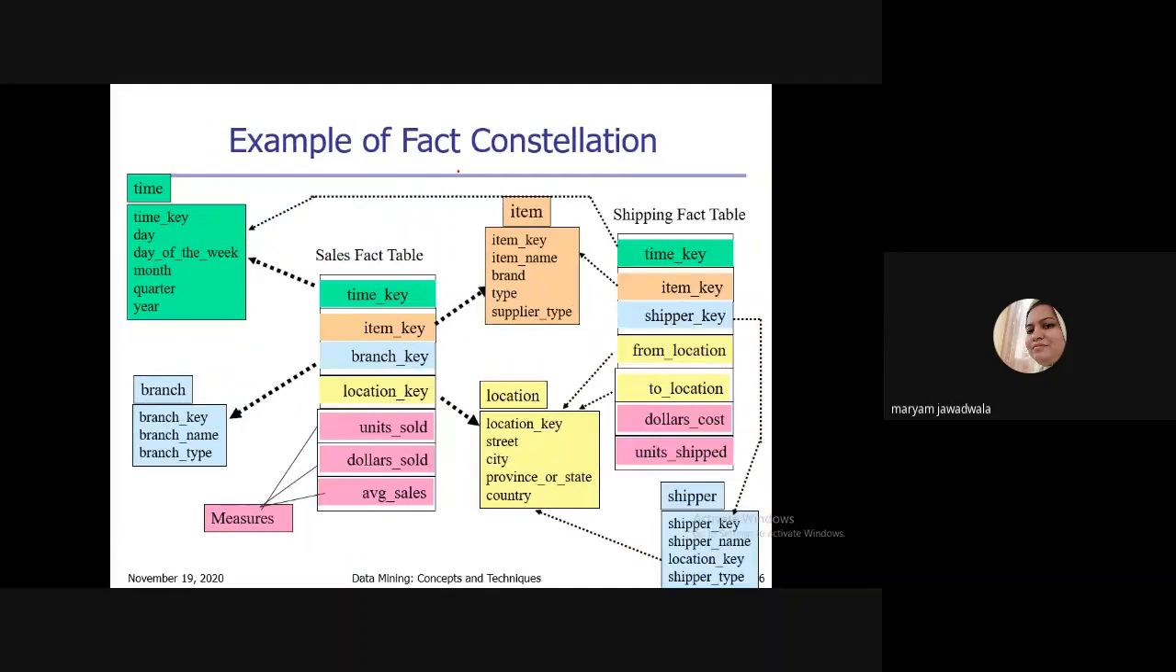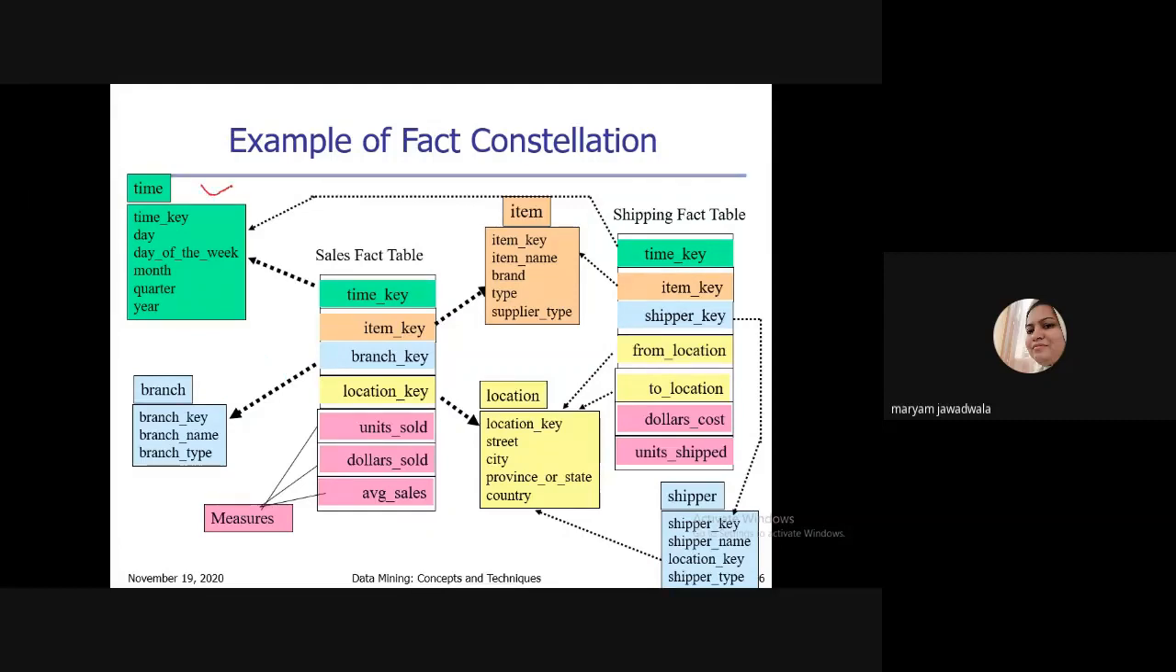Okay. Next one is the third schema. This is galaxy schema or fact constellation schema. What is fact constellation schema? It is a collection of star schemas. Means here you have multiple fact tables and multiple dimension tables. Multiple fact tables and multiple dimension tables. Okay, so if you can see here, you have a total of how many dimensions?